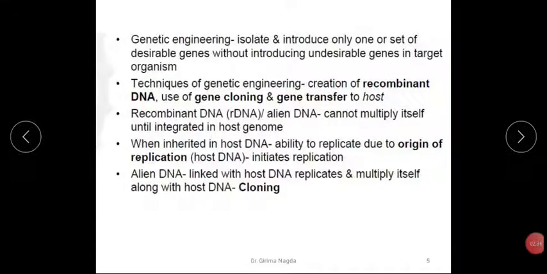Recombinant DNA, rDNA technology है. When inherited into the host DNA, ability to replicate due to origin of replication, that is it initiates replication. Alien DNA is linked with host DNA, it replicates and multiply itself along with the host DNA और इस process को हम कहते हैं cloning.